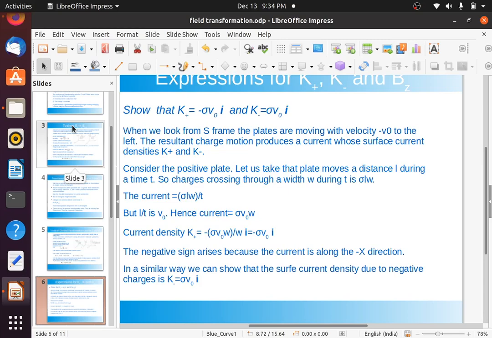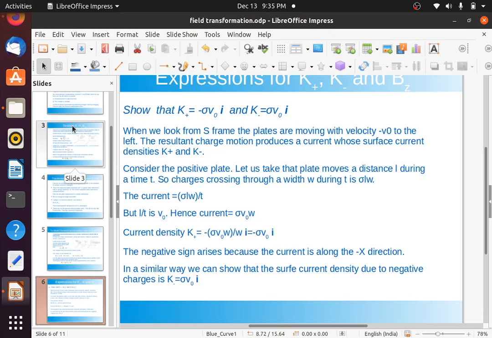That area moved, multiplied by sigma, gives the total charge that crosses through a width W during a time t. So the current will be given by dividing that quantity by t. L by t is nothing but V0, the velocity with which the capacitor plate moves. So you can put L by t as V0, so that the current is equal to sigma V0 W.